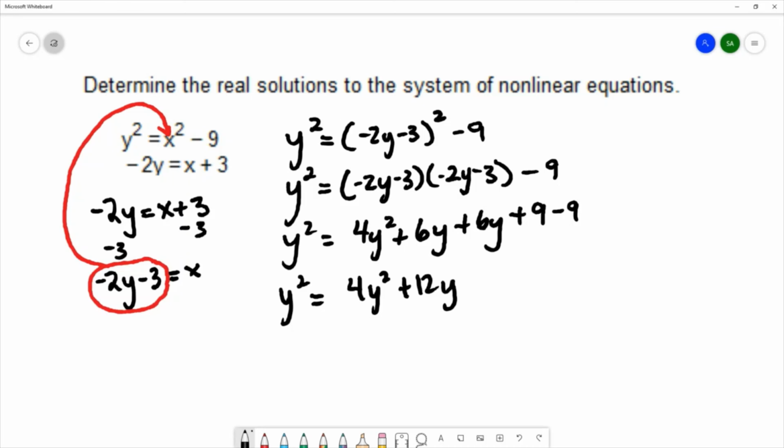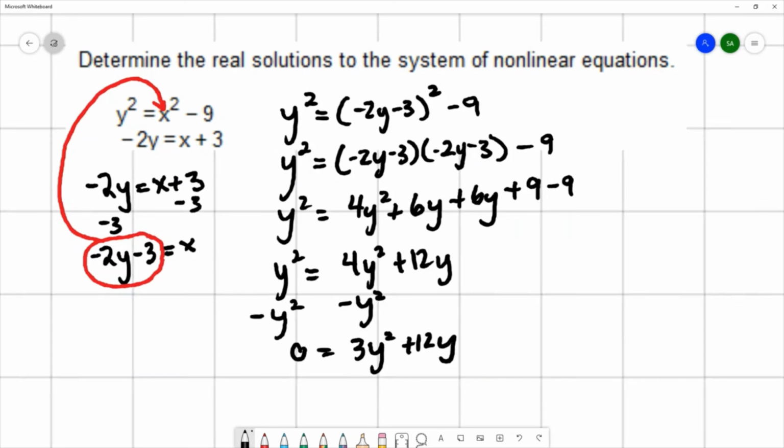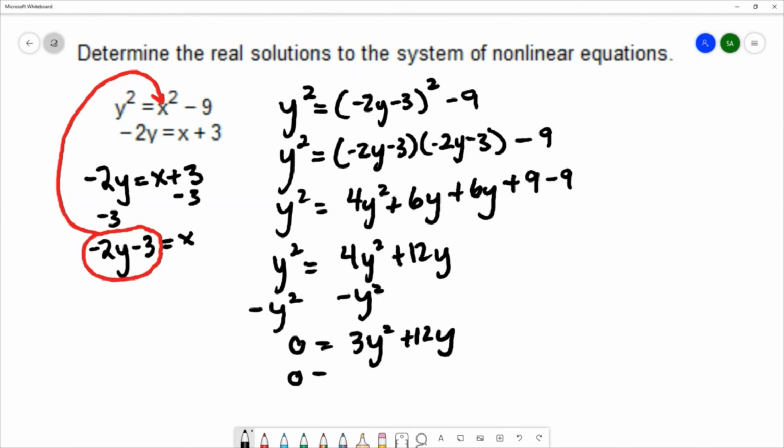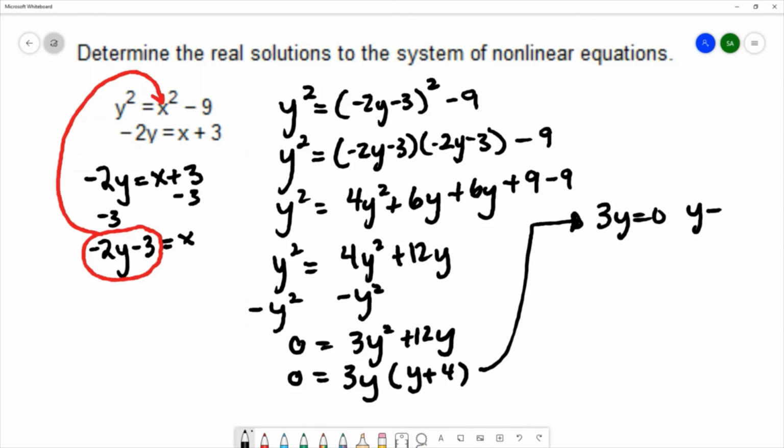I'm going to move all the terms to the same side. So subtract y squared. And I have 0 equals 3y squared plus 12y. I want to solve this equation. I can solve it by factoring. I'll factor the greatest common factor of 3y, and then I'll be left with y plus 4. I can set each factor equal to 0 using the zero product property. And that gives me y equals 0 and y equals negative 4.